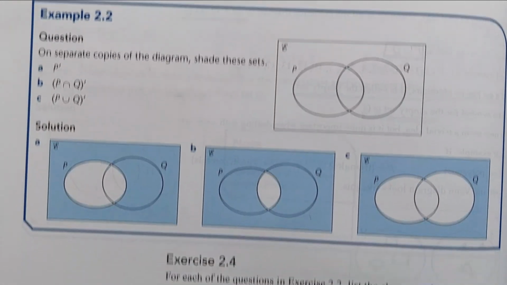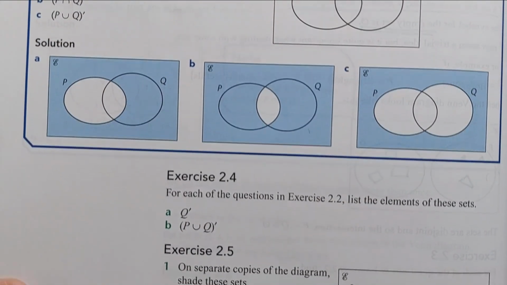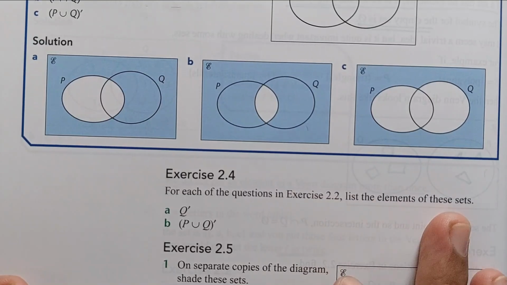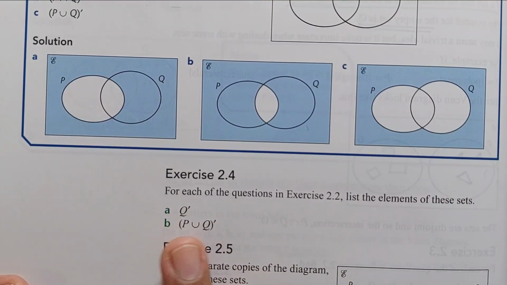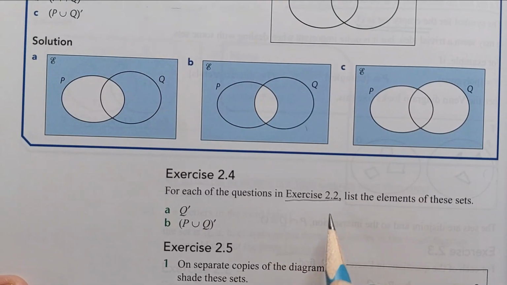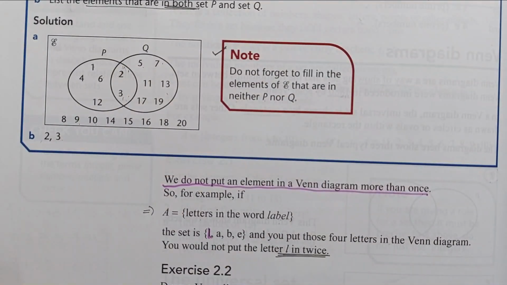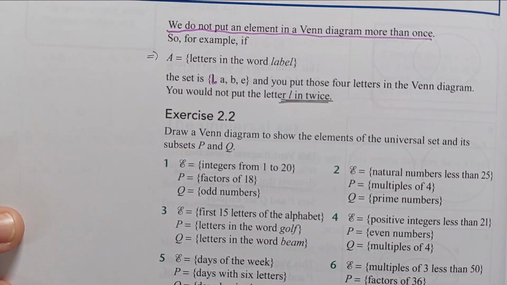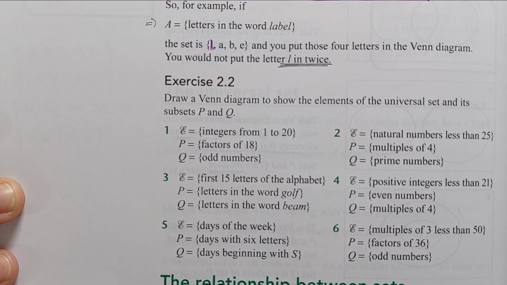Now there is an exercise 2.4. For each of the questions in exercise 2.2, list the elements of these sets: Q complement and P union Q complement. Let me show you exercise 2.2. So here is exercise 2.2. It has 6 questions. I want you to please take a printout.